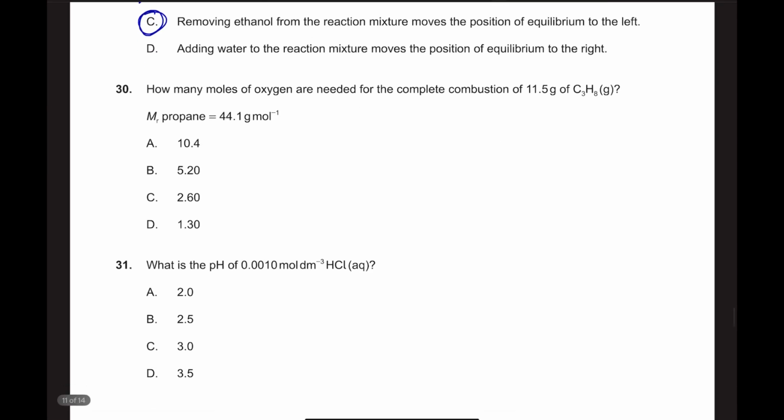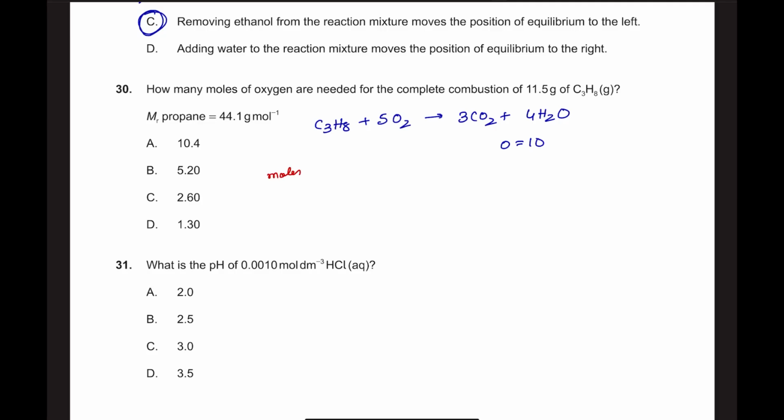Next, how many moles of oxygen are needed for the complete combustion of 11.5 grams of C3H8, which is propane? So, writing the balanced reaction. You need 3 CO2 and 4 H2O directly to balance carbon and hydrogen. Now oxygen here will be 6 plus 4, 10. So I just need to put a 5 in front of O2.